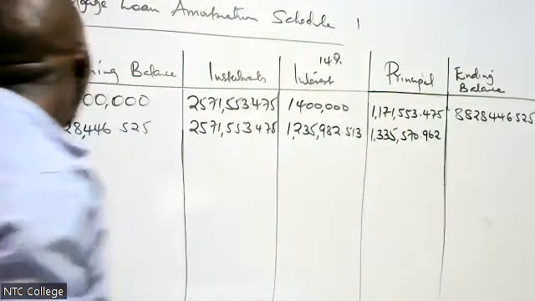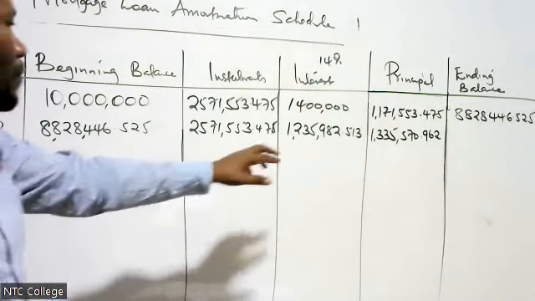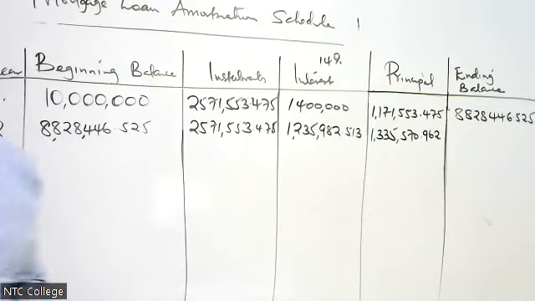Now take for me 8.8 minus this. Calculate that. 8.8 minus 13.35. 1.335,570.